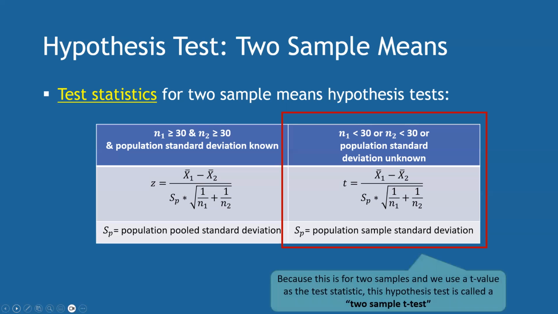Because this is from 2 samples and we use a t-test as the test statistic, this hypothesis test has a very specific name, and it's called a 2-sample t-test. This is probably one of the most widely used statistical tests that you will encounter in the literature, because a lot of times we have a continuous outcome that we want to compare between 2 groups.